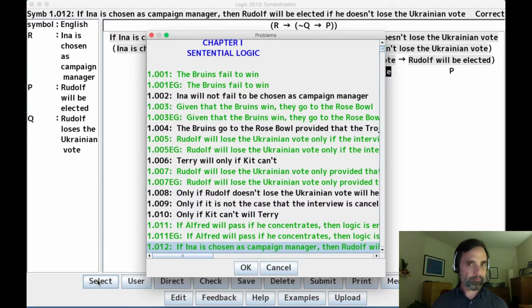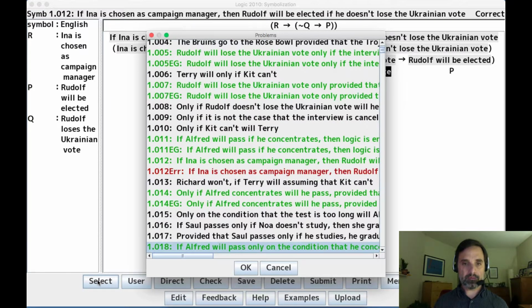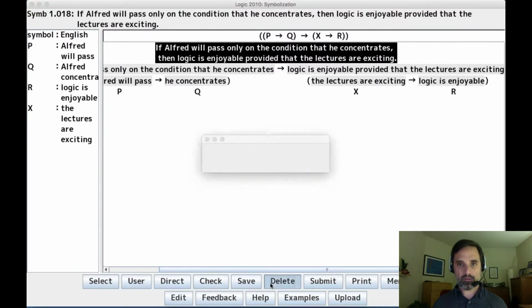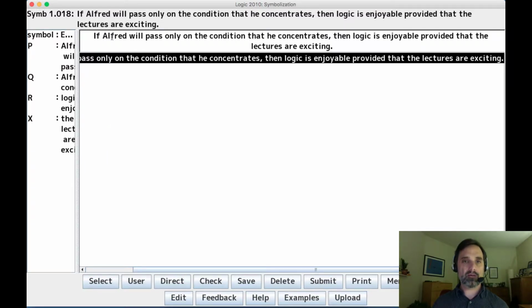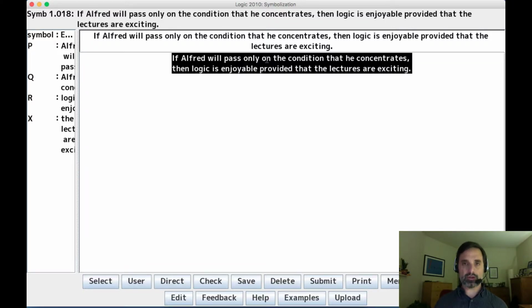So we'll look at two more. We're going to go to 118. Let's clear this workout. So we have a longer sentence. If Alfred will pass only on the condition that he concentrates, then logic is enjoyable, provided that the lectures are exciting. Okay, so we have a bunch of logical vocabulary. Let's move that. We're going to put a line break in. You can put a line break in by pressing Control-Enter. And I put it in at the comma because that's probably where the sentence is going to break.